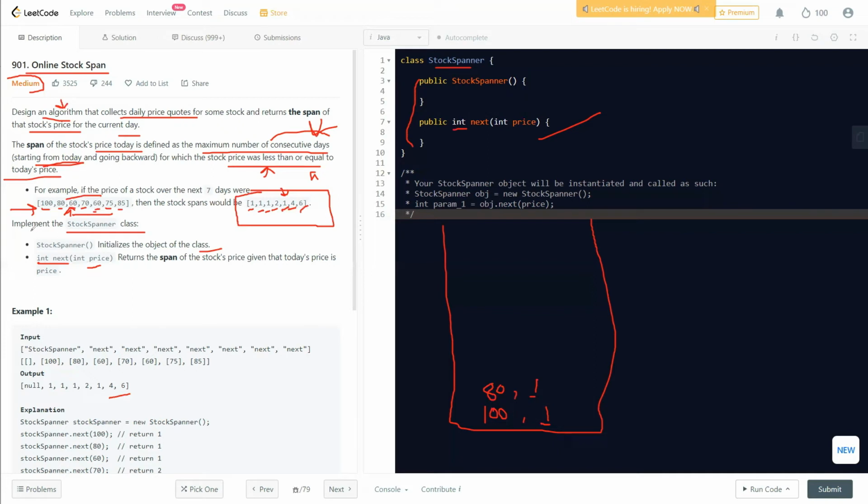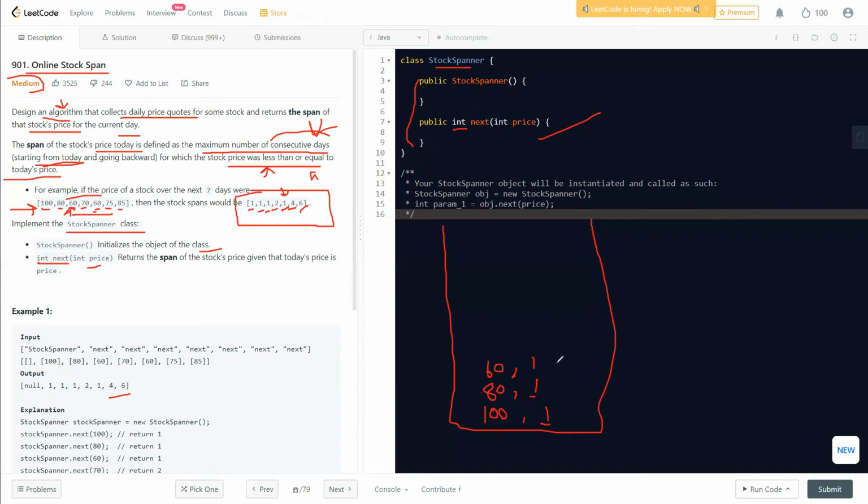Then we found 60. For 60, we just add it to the stack, returning one and storing one as well. That's only one day where we find that the stock price is less than or equal to 60.